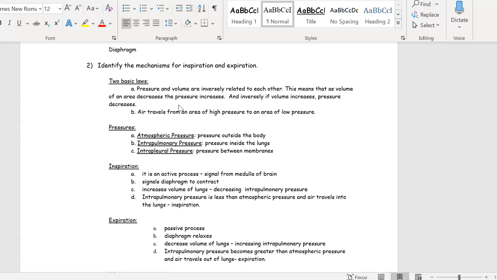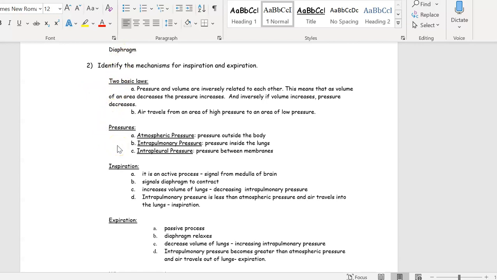The second basic law you need to know is that air travels from an area of high pressure to low pressure. So we've had this concept in lecture and lab. Things go from high to low. So the way that your lungs can change the pressure is by changing the volume. If you decrease the volume of the lungs, you're going to increase the pressure in the lungs. If you increase the volume of the lungs, you're going to decrease the pressure. And what's actually going to cause the volume of your lungs to change is going to be the diaphragm, that main muscle of breathing.